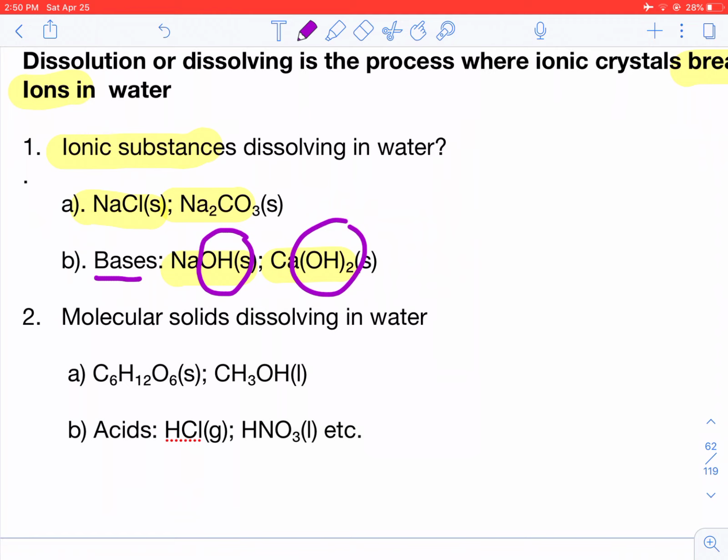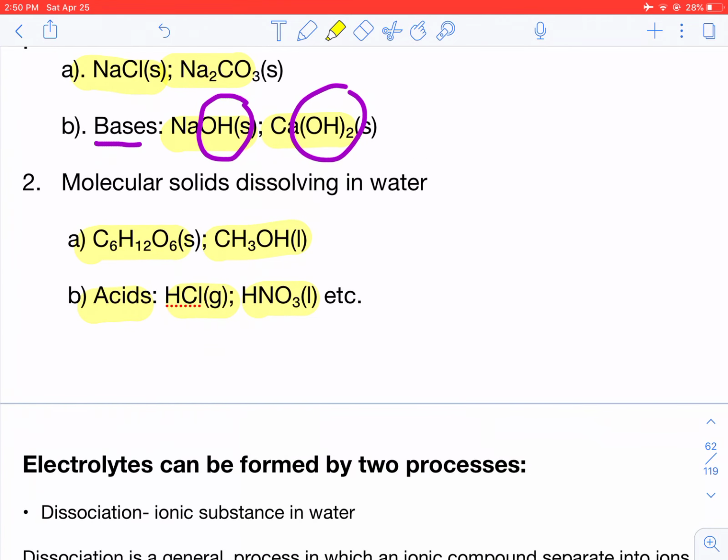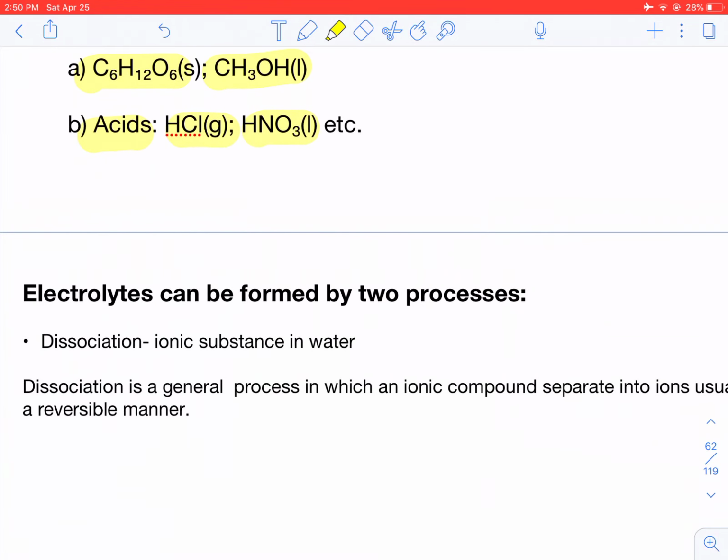Then we have molecular solids dissolving in water. So here we have, for instance, that which we checked, and acids, right, which are nitric acid and hydrochloric acid. But we want to see what happens when these substances dissolve in water and what happens at a molecular level.